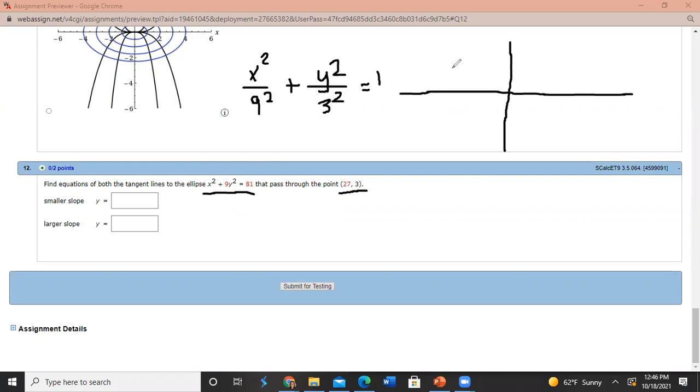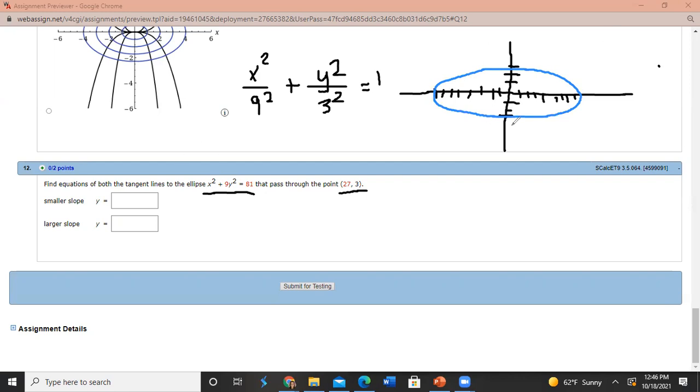And long story short, though, this point is all the way over here at 27. Okay, and this is a super rough sketch of what the ellipse is going to look like, just to give you a quick visual of what's going on here. Not the best. I didn't even find the foci or anything like that.